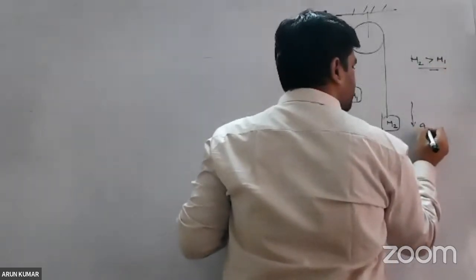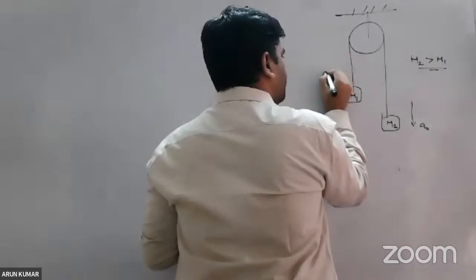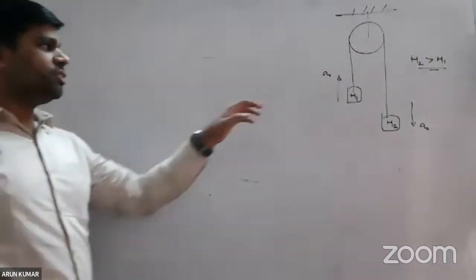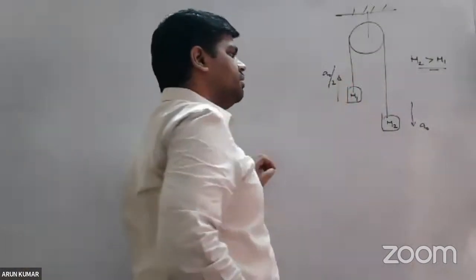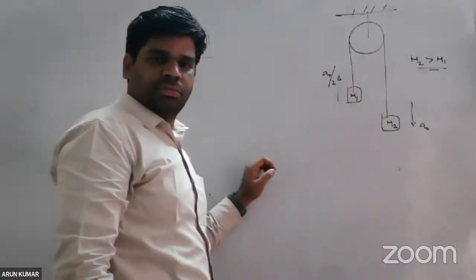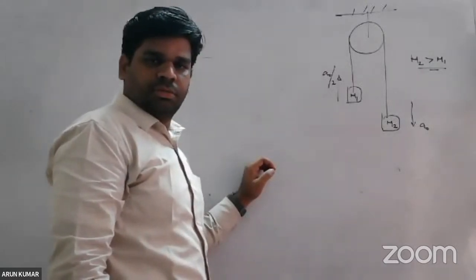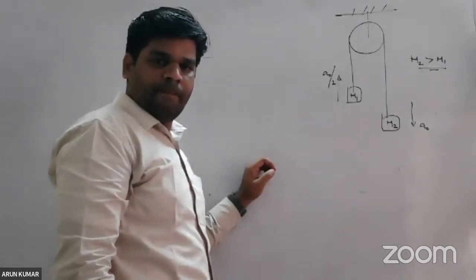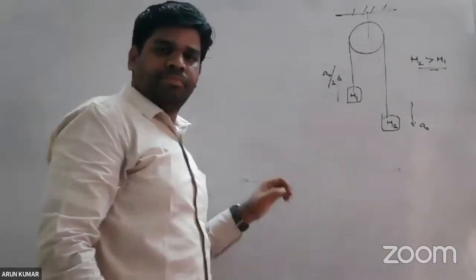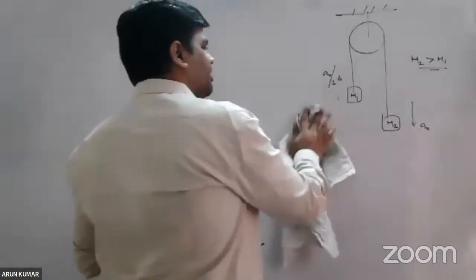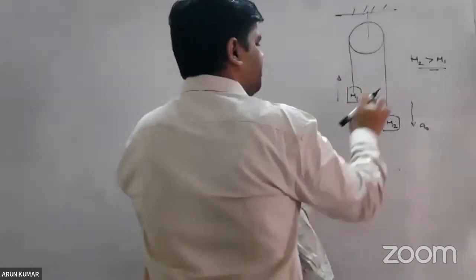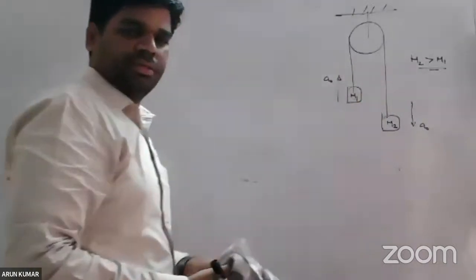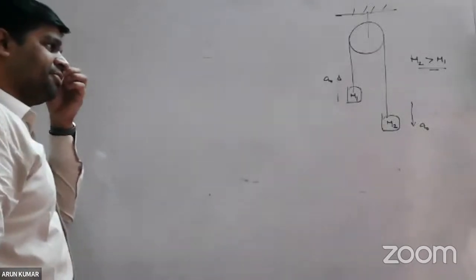So this will go down with acceleration A0. This will go up with acceleration A by 2, right? If it goes with A0, this goes with A by 2, right? Is it correct? No, sir, it's wrong. If this goes down with A0, this goes up by A0. If this comes down by X, this goes up by X. Same acceleration in magnitude.